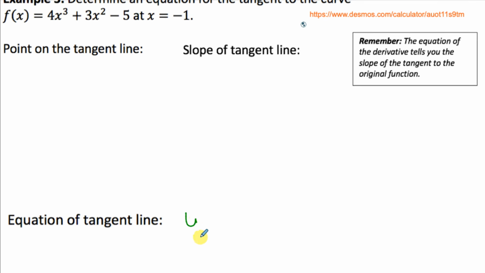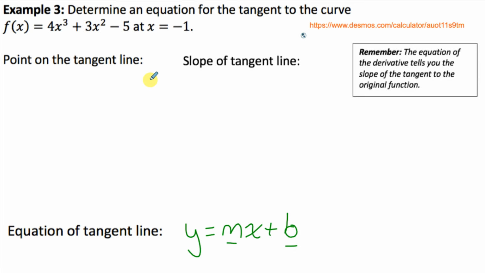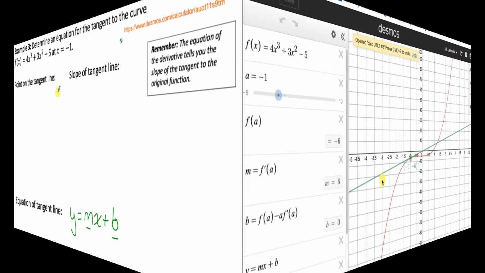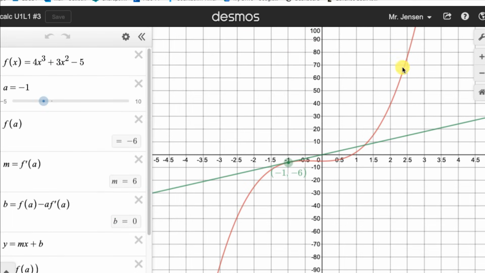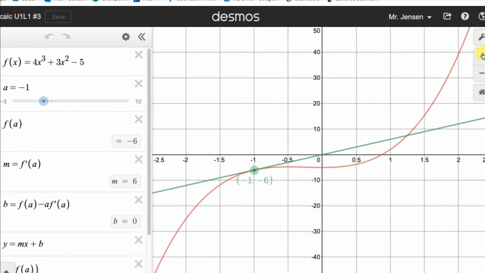Well, the equation of any line is y equals mx plus b, where we need the slope and the y-intercept. So using calculus, we can figure this out. Let me go over to Desmos and just show you exactly what we're looking for. Okay, here's that curve that it gave us, the f of x function. That's our red function here. The question says we want the equation of the tangent line to that function at an x value of negative 1. So let me just zoom in a little bit here.